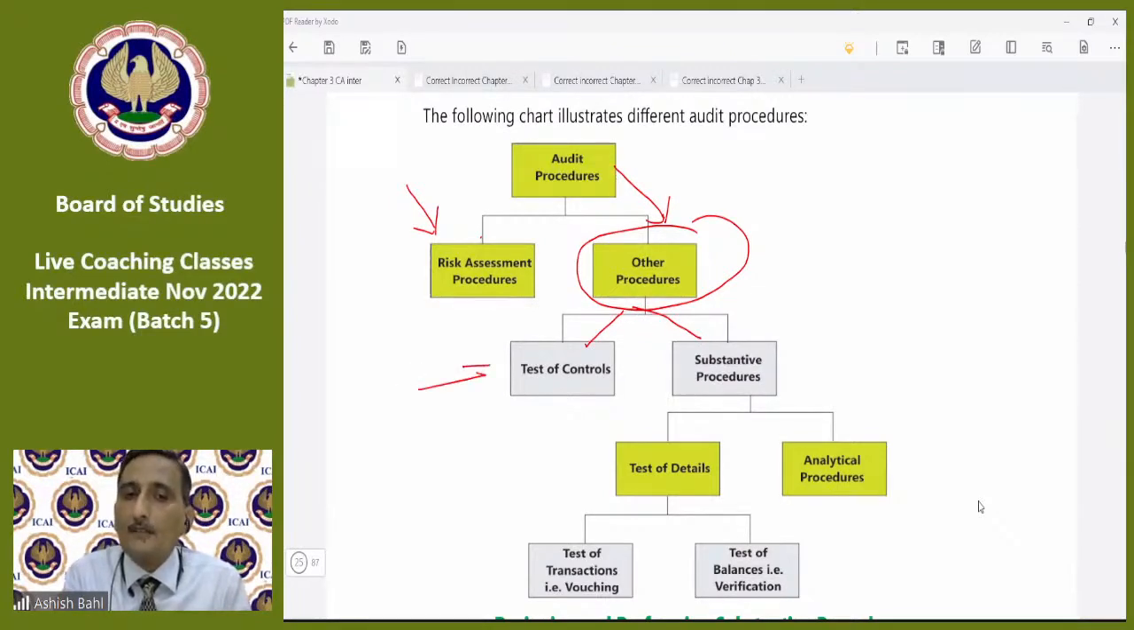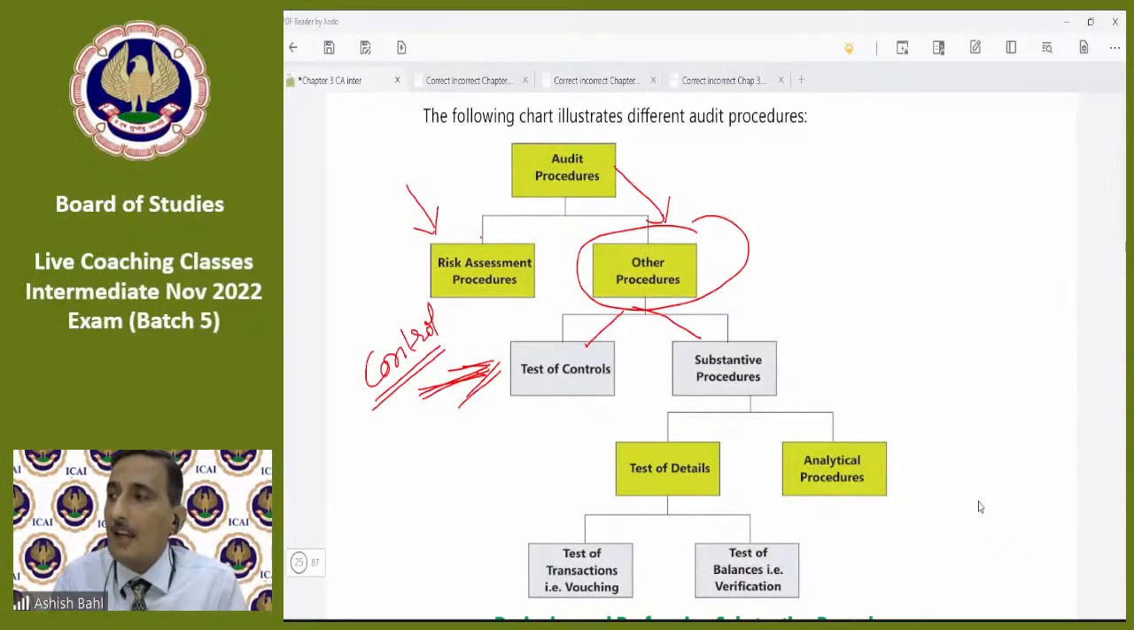Now, tests of controls, students, you have to understand whether the controls that management has put in place are working effectively or not. The checks and balances that management has put in place, whether these are working or not, whether these are capable of preventing material misstatements due to fraud or error, and if these are not capable of preventing, then whether these are able to detect and correct material misstatements. That is, if they cannot prevent it but can find it, detect and correct.